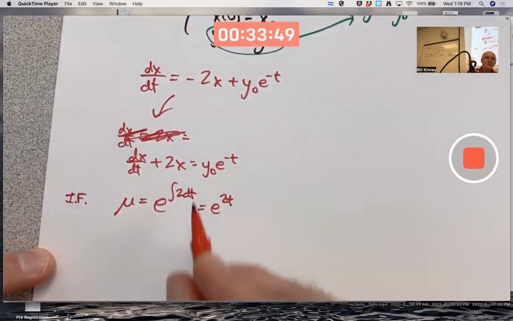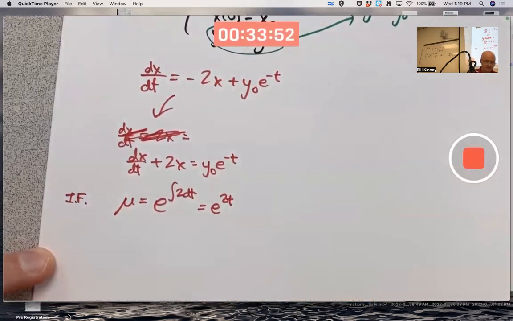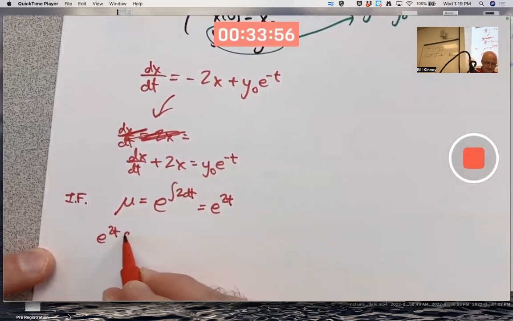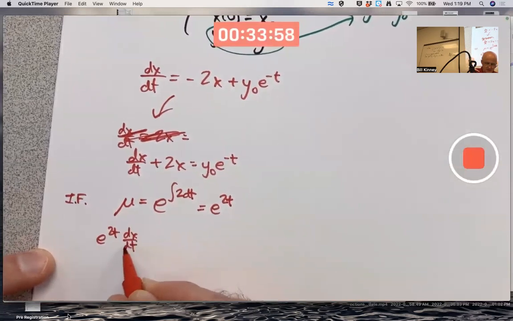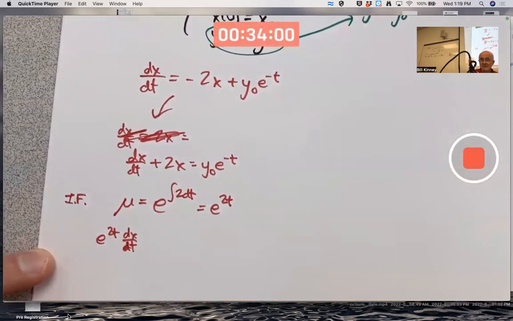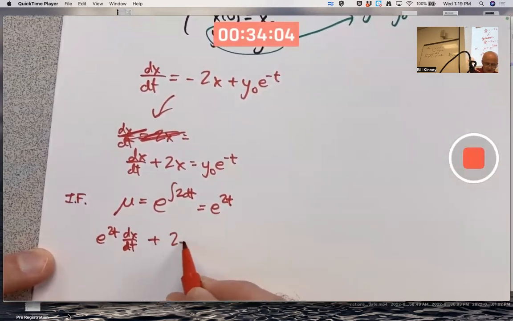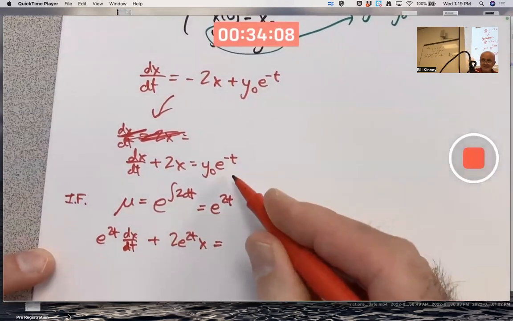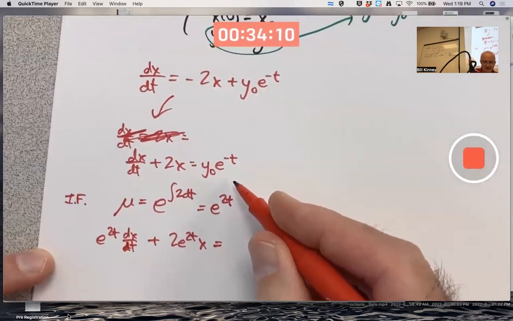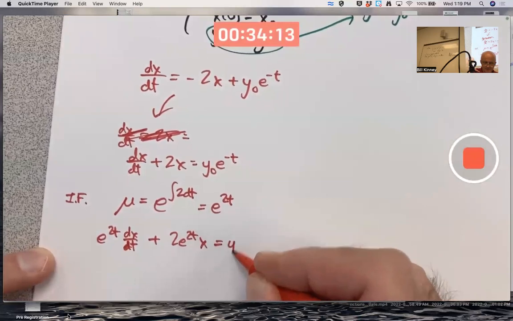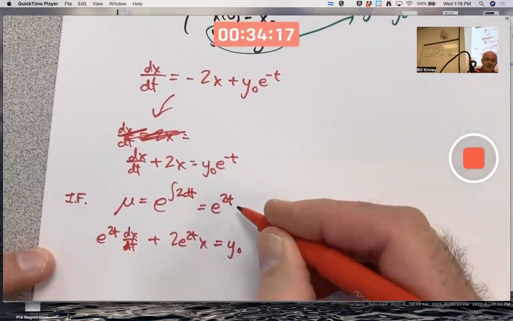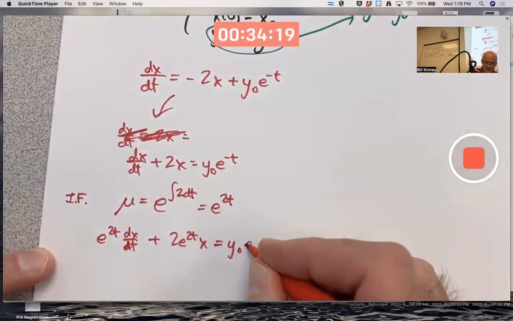Next step is to multiply both sides of the equation by the integrating factor. You would get e to the 2t times dx/dt. Don't be bothered by the fact that we're using dx/dt instead of dy/dt here. Plus 2e to the 2t times x. Don't forget to multiply it on the right side. That's a common mistake, forgetting to multiply on the right side. e to the 2t times y sub 0 e to the negative t gives y sub 0 e to the positive t.